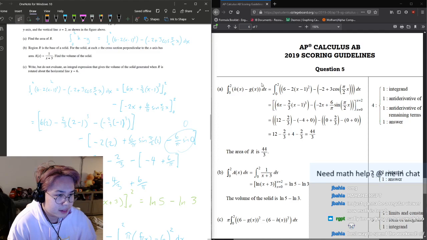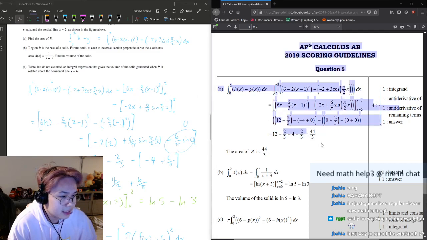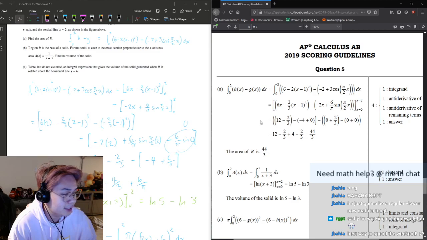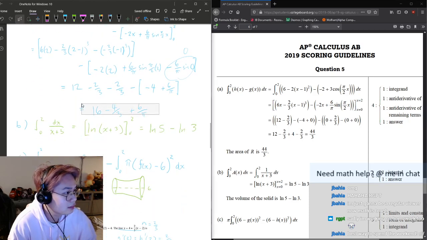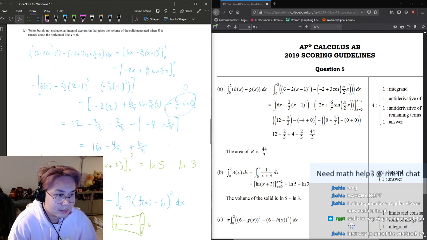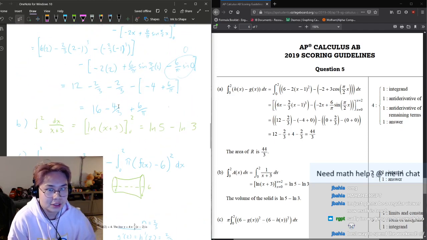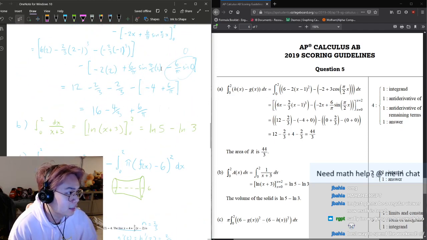Okay, part A, they do the same integral as me, but they get this answer over here, 44 over 3, which I don't think I got. I got this. So something went wrong somewhere. I'm not exactly sure where, but oh well. The method was right, and then I knew I'd probably mess up plugging in the numbers.